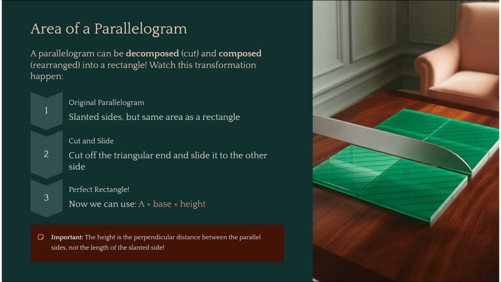A parallelogram is a 4-sided shape where opposite sides are parallel. It looks a bit like a rectangle that someone pushed over. To find its area, we use the formula area equals base times height. If you imagine cutting the triangular piece from one end and moving it to the other, the parallelogram becomes a rectangle. That's why its area is base times height, just like a rectangle. The height, again, must be the perpendicular distance between the parallel bases, not the slanted side length.